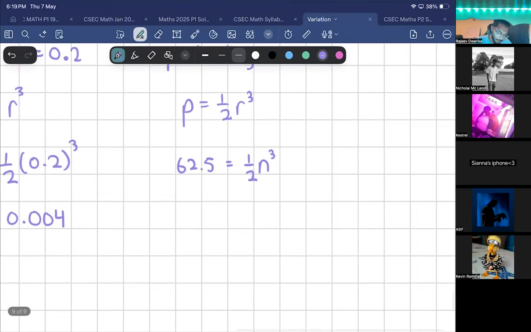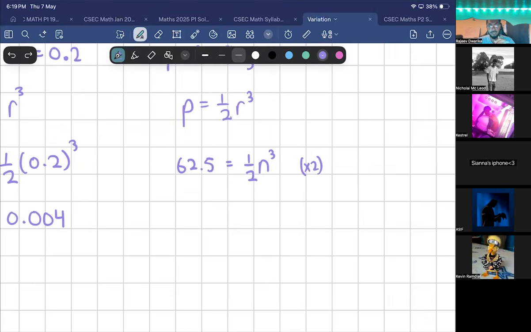So if I have a half, what could I multiply by a half? Okay, easier question. You have 1 being divided by 2. What's the opposite of dividing by 2? Multiply. Right, so if I multiply both sides by 2, the 2 and 2 will cancel off. So when I multiply both sides by 2, I'm going to end up with 62.5 by 2. That should be 125.